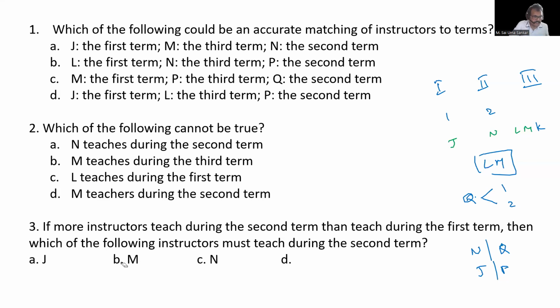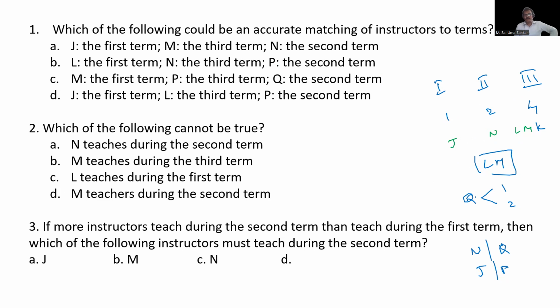ఏ ఒక్కటి మనం మిస్టేక్ చేసినా మొత్తం పజిల్ అంతా అవుట్ అండి. అది మాత్రం చాలా కేర్ఫుల్గా ఉండాలి. ఓకే, LM. M is in the third term. So LM must be there. N is in the second term. J first term, N second term.